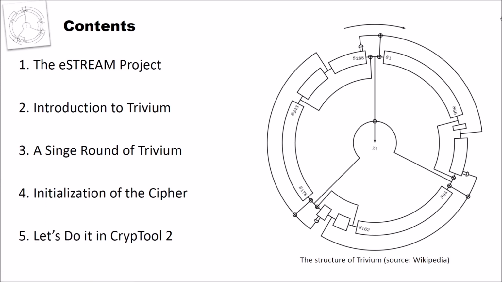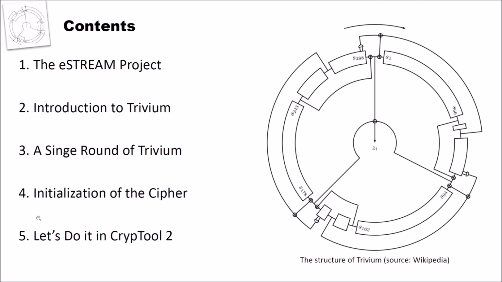I structured this video into 5 different parts. In the first part, I will introduce you to the eSTREAM Project. After that, we will have an introduction to Trivium, followed by a single round of Trivium, and then the initialization of the cipher. And finally, of course, we will do it in CrypTool 2. We will encrypt and decrypt using the Trivium cipher.